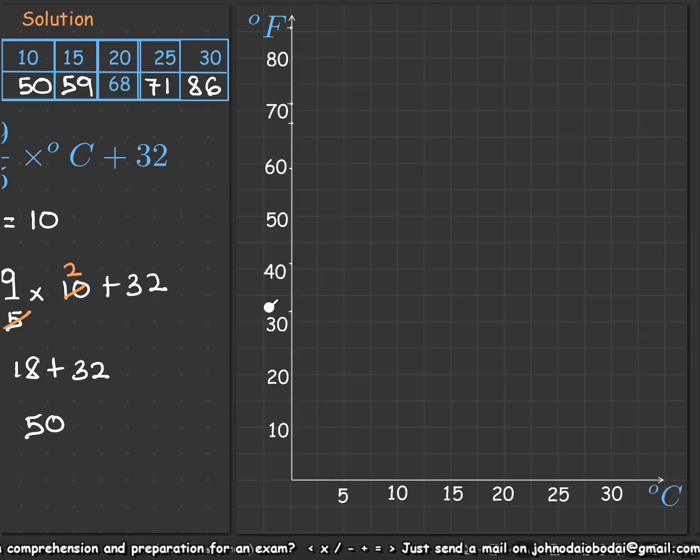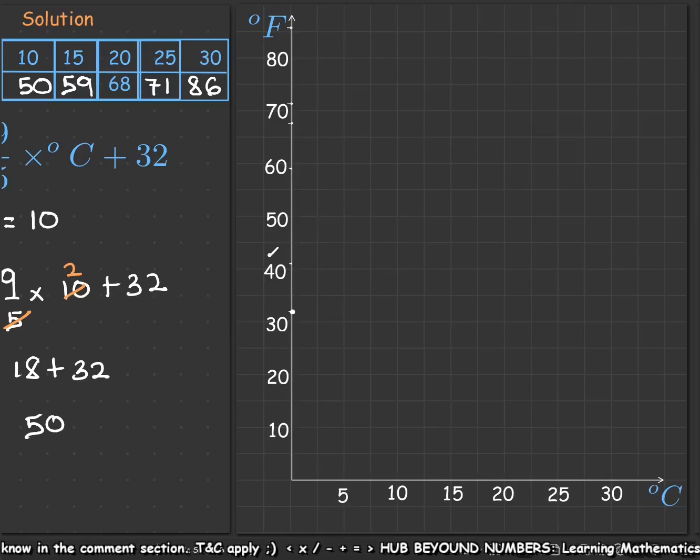So we come and then locate the point, and then you put a point, or you demarcate it. So this is it over here. You see, that is it over here. And then the next one was 5, 41. On the degree Celsius, you have what?